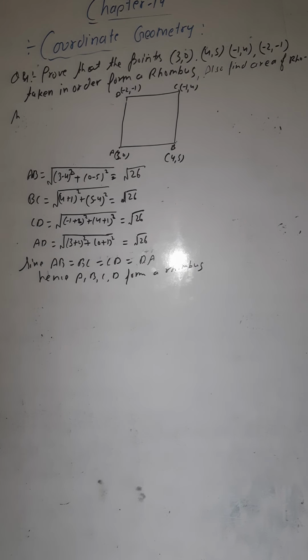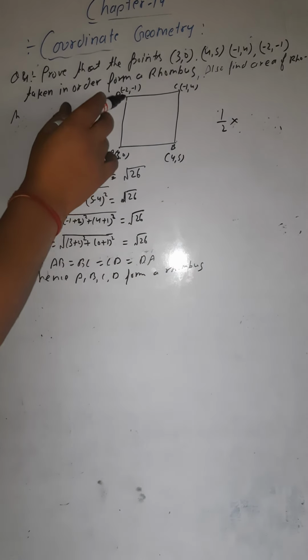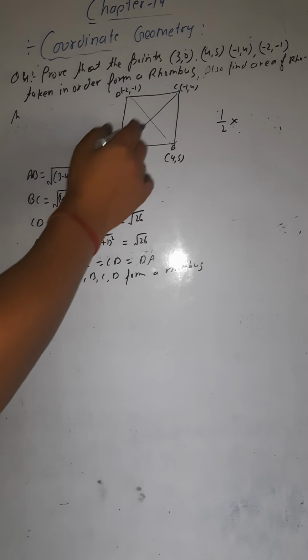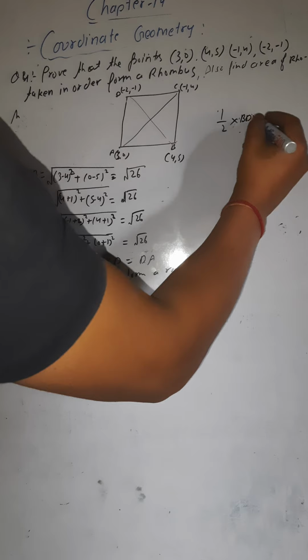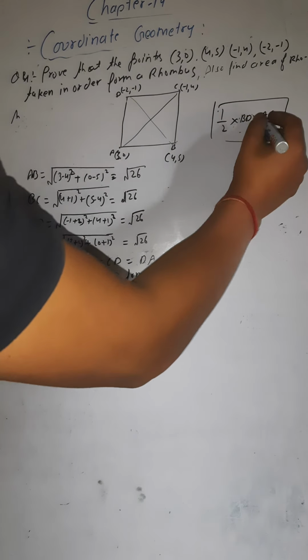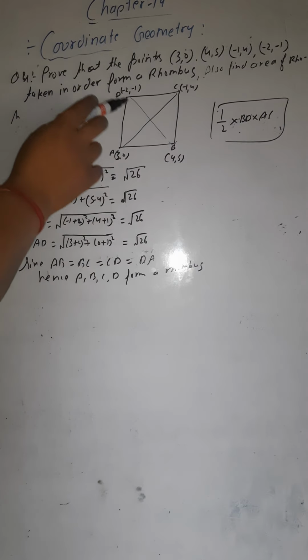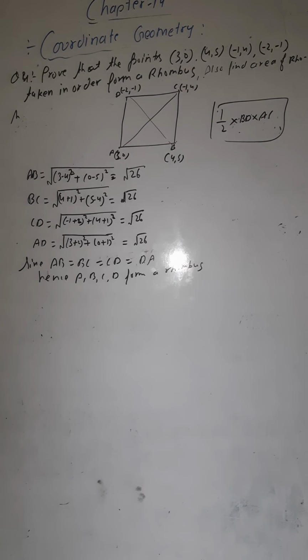Now, what we have to find out? We have to find out the area of rhombus. Area of rhombus is 1 by 2 into first diagonal multiply second diagonal. First diagonal is BD, multiply second diagonal is AC. So this is the area of the rhombus. So first you find out BD, then you find out AC, multiply this, divide by 2, you will get your answer. Okay? So find out.